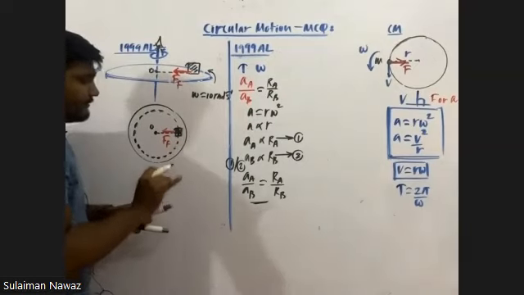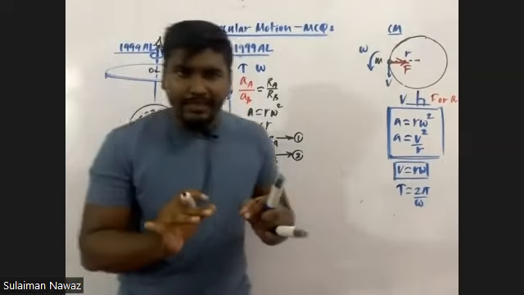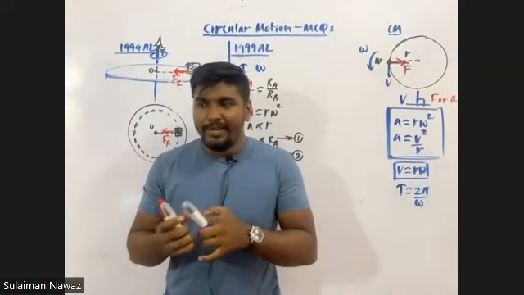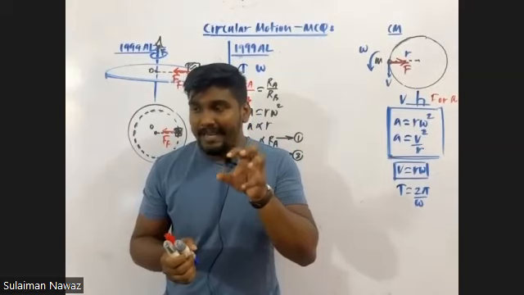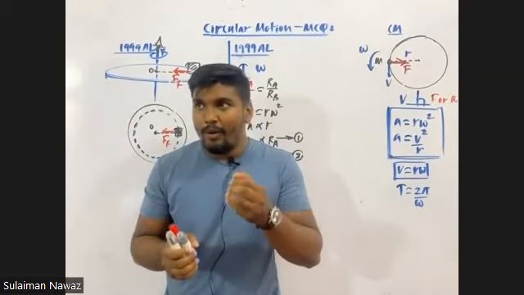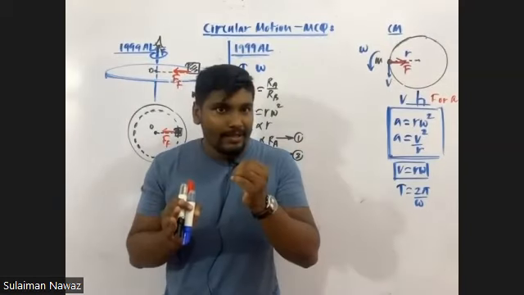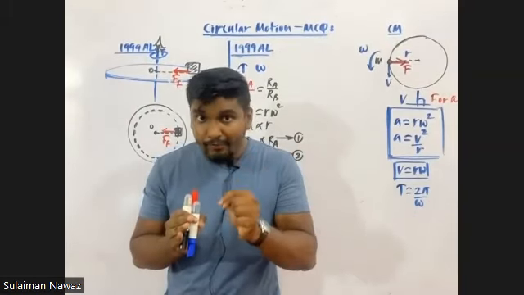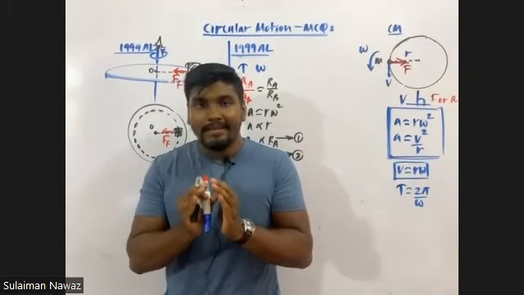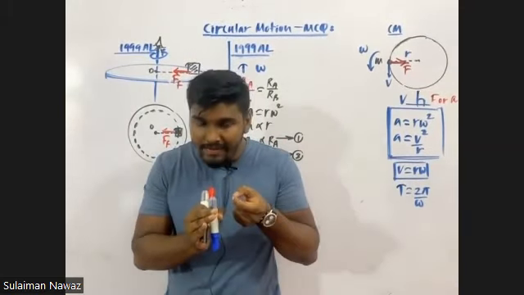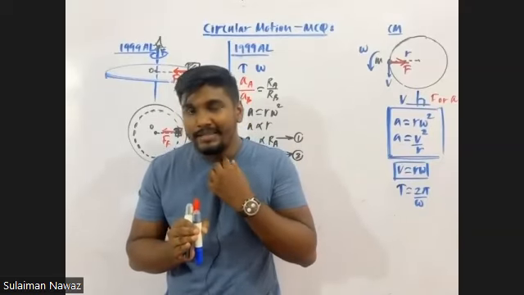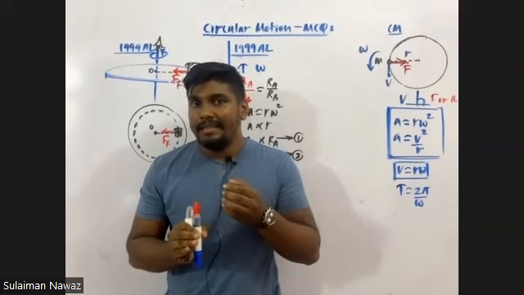Now I'll ask a question about this frictional force. Very carefully listen, this is very important. I'll take some time to explain this idea. We know that if an object is to move in a circular motion, there must be a centripetal force acting on the object. If there is a centripetal force on the object, we know that the object will move in a circular motion.